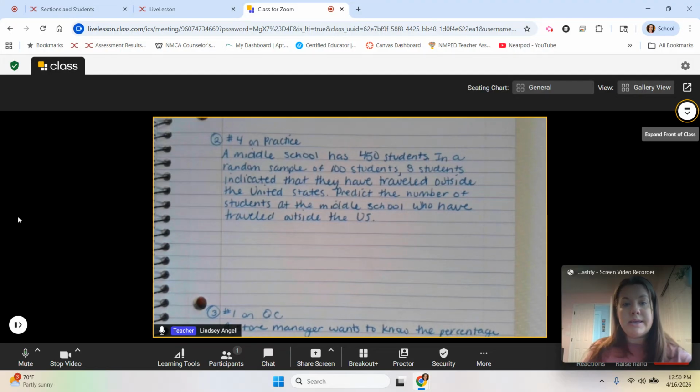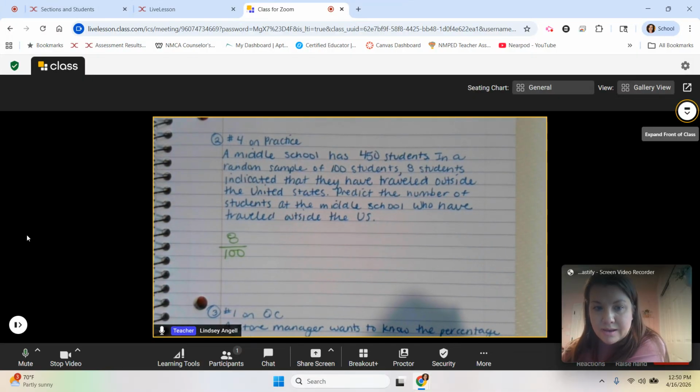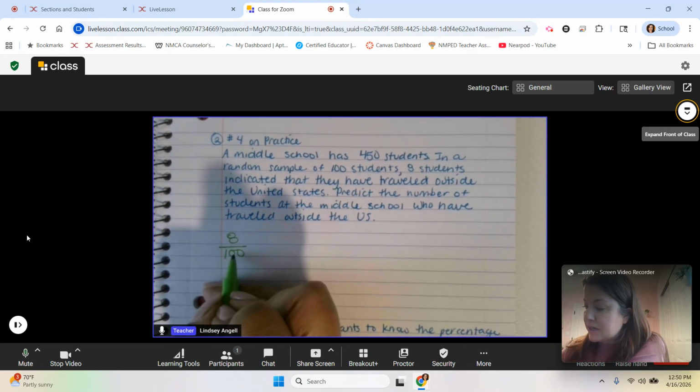Number two is also number 4 on your practice. A middle school has 450 students. In a random sample of 100 students, 8 students indicated that they have traveled outside the United States. Predict the number of students at the middle school who have traveled outside the U.S. So again, they took a sample of 100 students, and 8 of them, so we could say 8 out of 100. We can use a ratio for that, and that's representing the whole population.